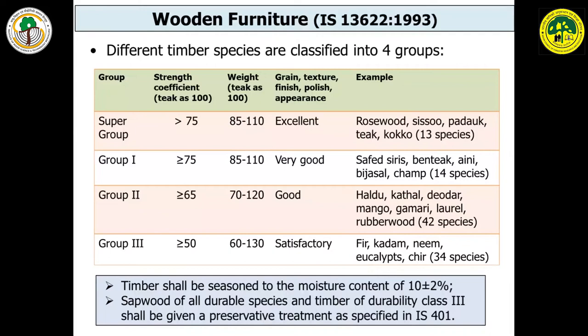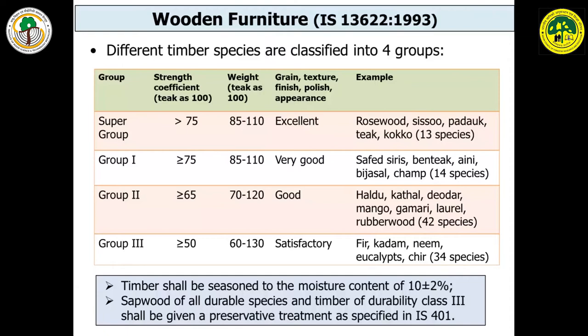And then grain texture, finish, polish, appearance of this group is very excellent. Examples of this group are rosewood, sisu, padauk, teak. These are the 13 different species that have been listed in this group. Similarly, group 1, group 2 and group 3, depending upon the strength coefficient and other properties. But here the condition is that timber should be seasoned to a moisture content of 10 ± 2%.